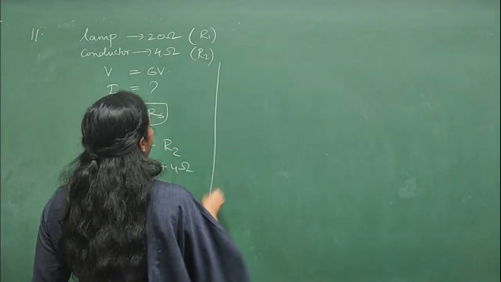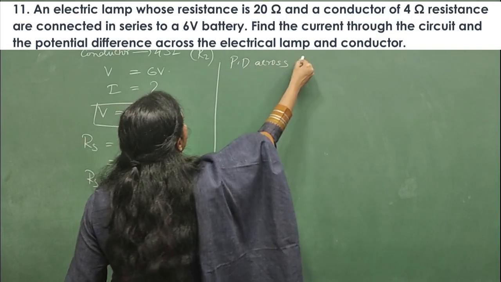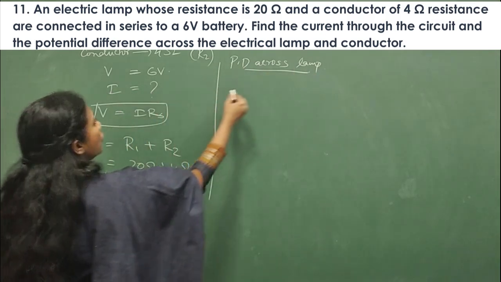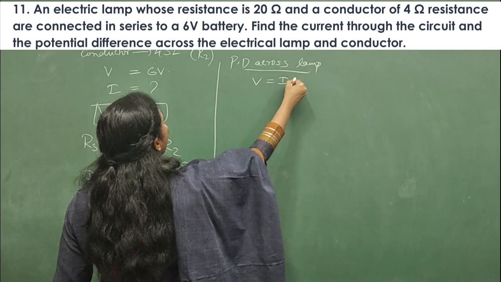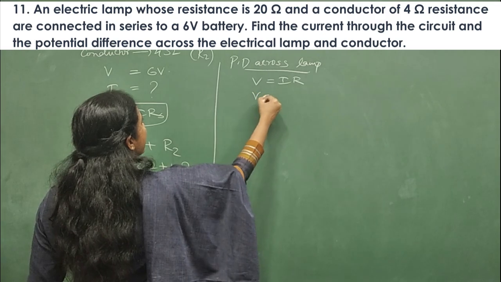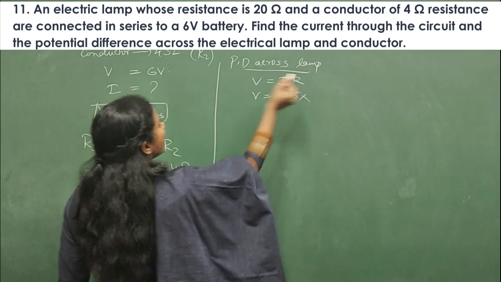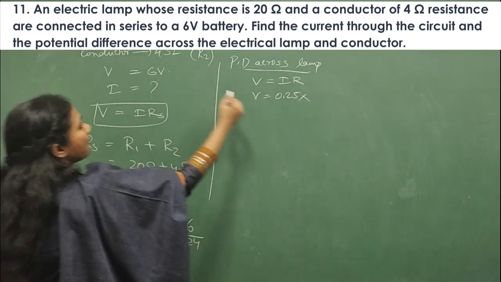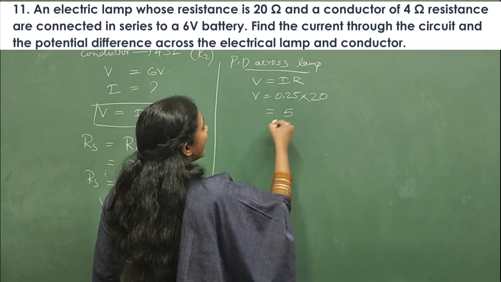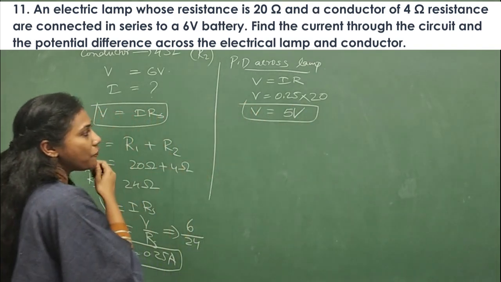So let us find the potential difference across our lamp. Here the same Ohm's law we can use. V is equal to IR. Yes or no? Fine. So now V is equal to I, which we just found is 0.25, into the resistance present in the lamp, which is 20. Right? So you would get 5 volts, isn't it? So the potential difference across the lamp is 5 volts.